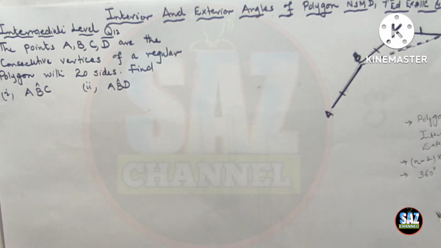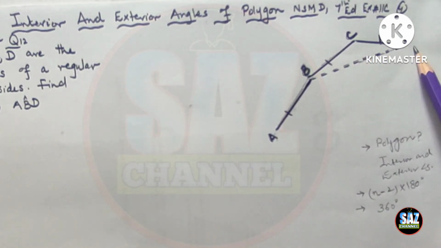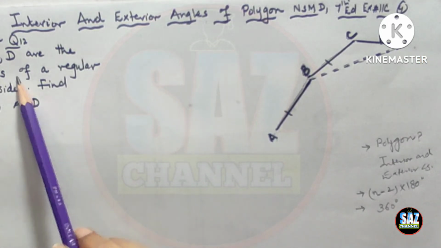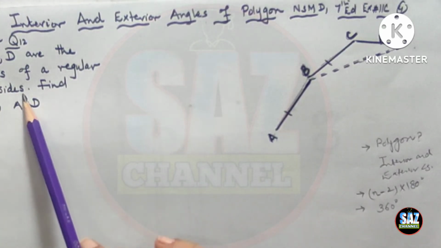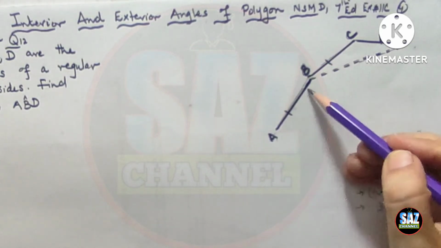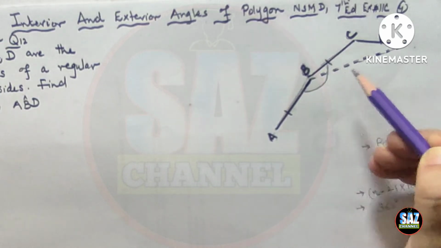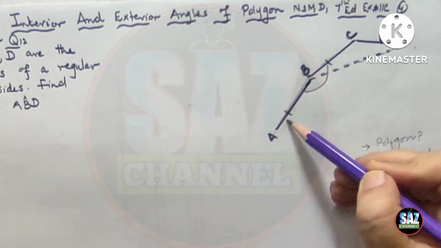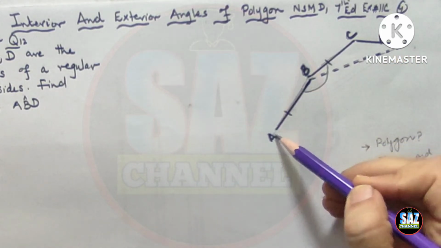Okay. Question 12 says the points A, B, C, D are the consecutive vertices of a regular polygon with 20 sides. Regular polygon with 20 sides. Find angle ABC and angle ABD. Now, the problem is, students, that we have to find angle ABC, and then we have to find angle ABD. This angle we need to find.